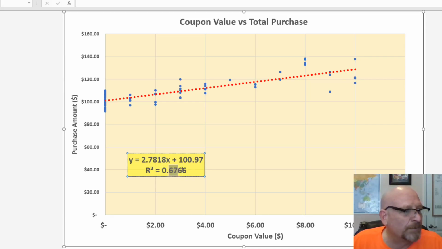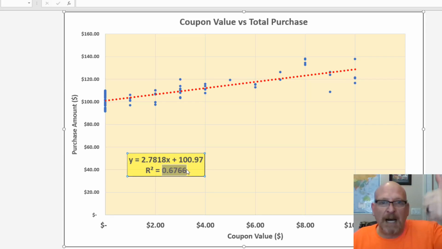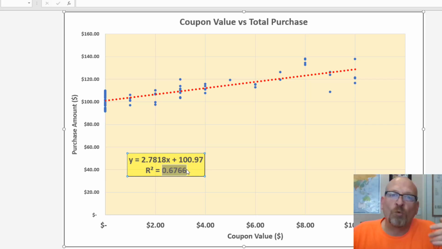And because of that, look what happened to the R squared. It went up. Okay? So when you have highly variant data, your R squared is going to go down on a linear regression. If your data is not so highly variant, your R squared is going to go up.